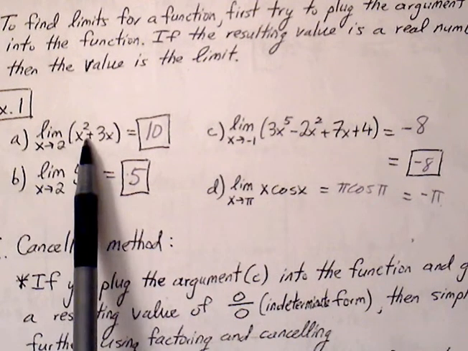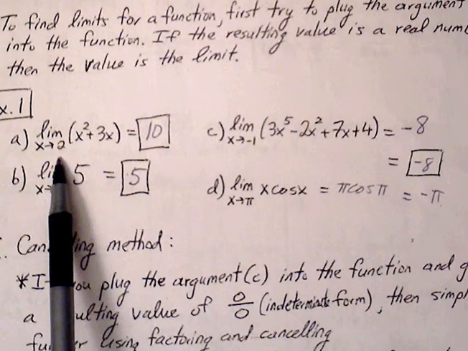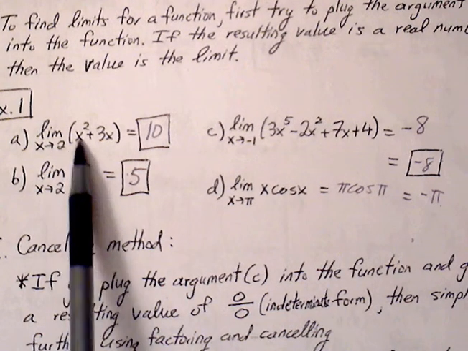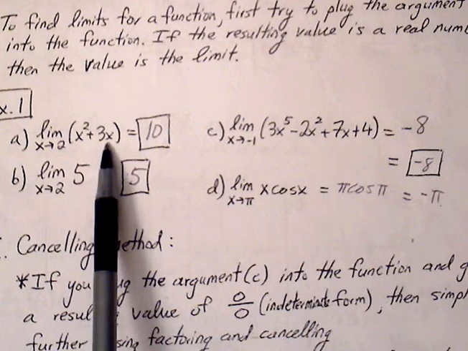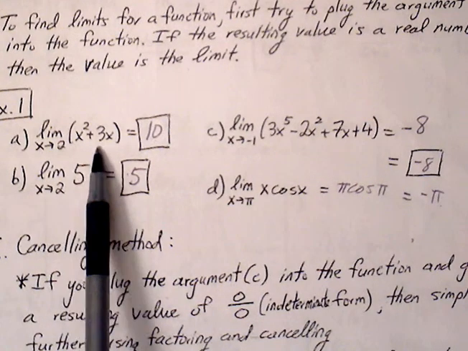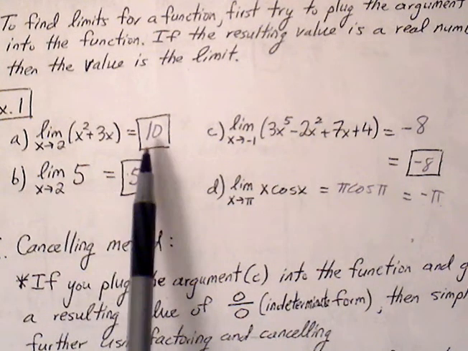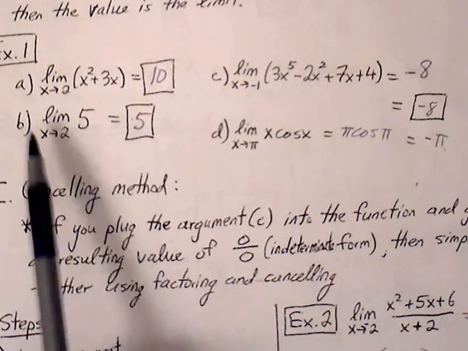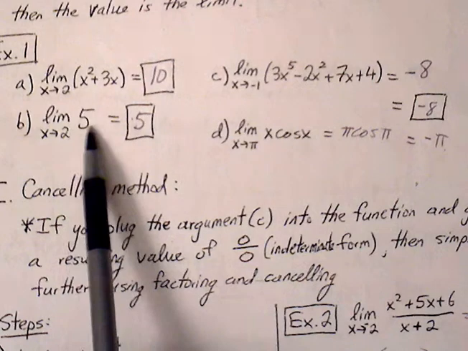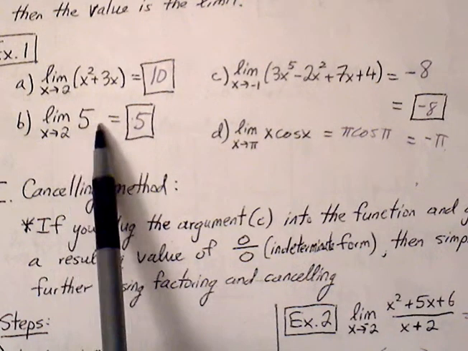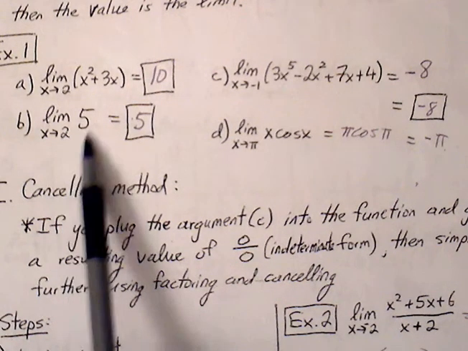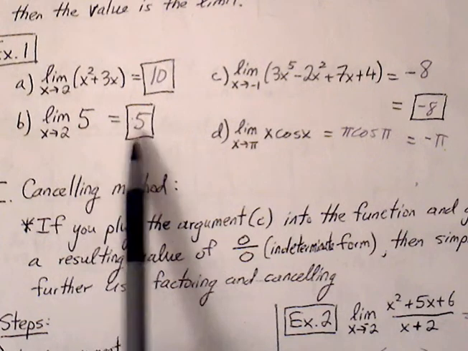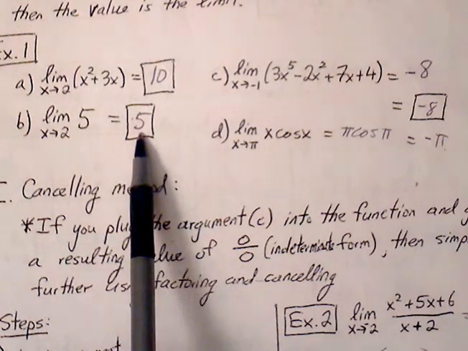Limit of x squared plus 3x as x approaches 2. First thing we do is we try plugging in the x value. So 2 squared plus 3 times 2, so 4 plus 6 is 10. So that's a real number, so that's our limit. Limit of 5 as x approaches 2. 5 is a constant, so there's no variables for us to plug in. So that constant will remain as 5, unchanged.